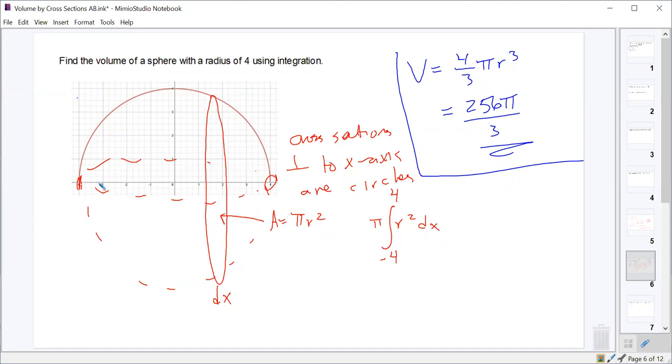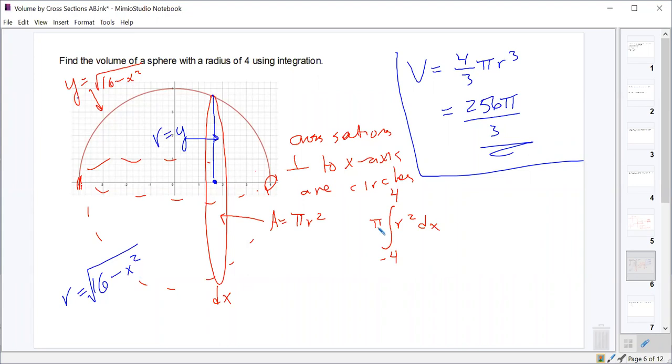Well, what's the equation of this semicircle? That's going to help us. y equals the square root of 16 minus x squared. Exactly. And why does that help us? Because our radius is y. So our radius is the square root of 16 minus x squared.